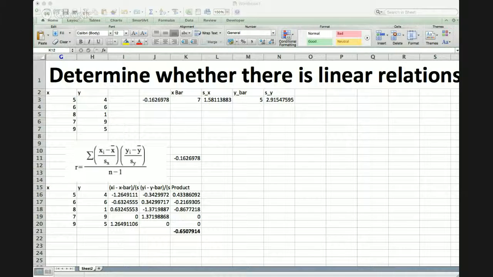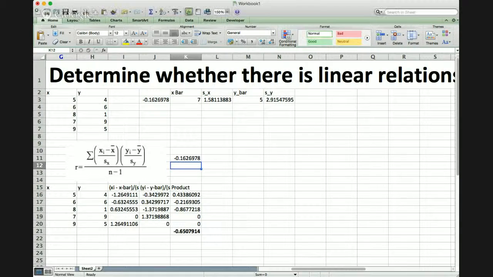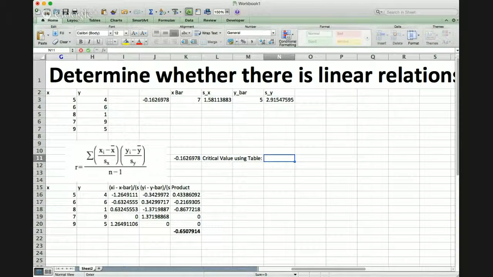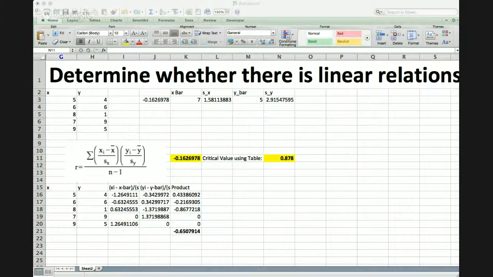All I did was look up the critical value using the table, and for that I got 0.878. Now we're just comparing these two numbers: the absolute value of this, which is the positive value, against the critical value. Since the r value we got is not greater than the critical value, there is not enough evidence to conclude that there is a linear relationship. So that's pretty much it.